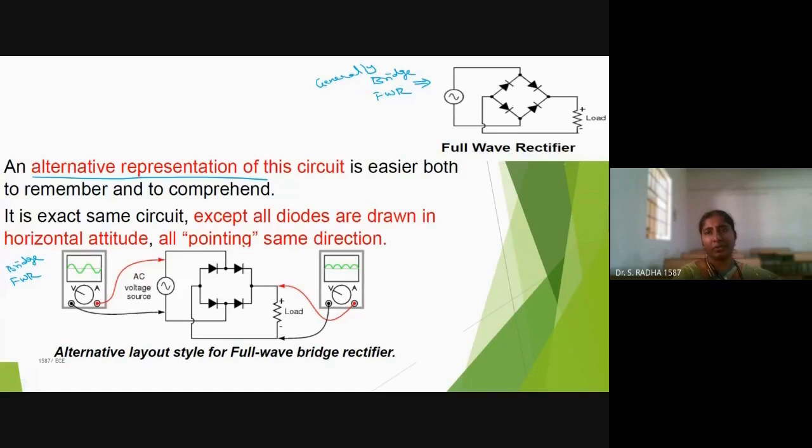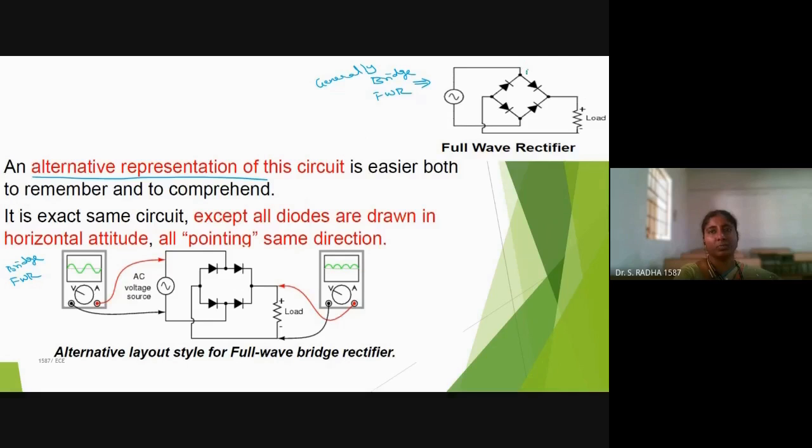But in software, you cannot place the components slanted like this. The components will sit either vertically or horizontally only. So I am just taking the alternate representation of the circuit.